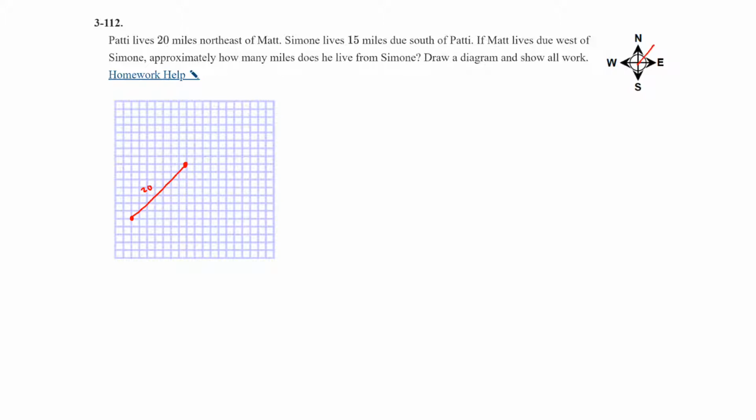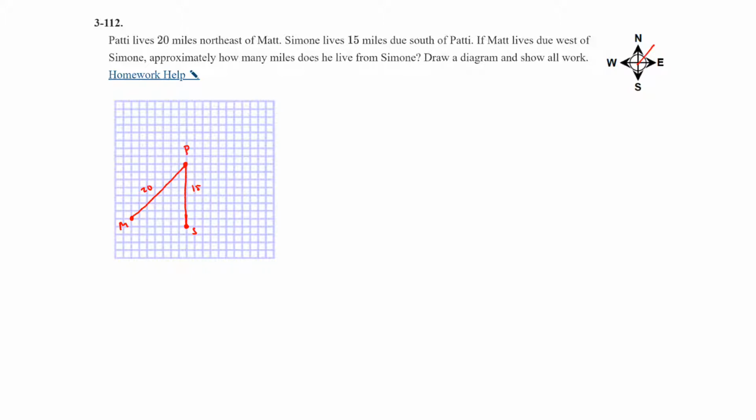So Patty lives 20 miles northeast of Matt. So Matt's here, Patty's here, because she's the one that lives 20 miles northeast. Simone lives 15 miles due south of Patty. So we'll go 15, and then this is Simone. Now, I don't know that this is a right triangle, so maybe I'll go a little further. Not necessarily. I don't want to make that assumption because I don't know yet.